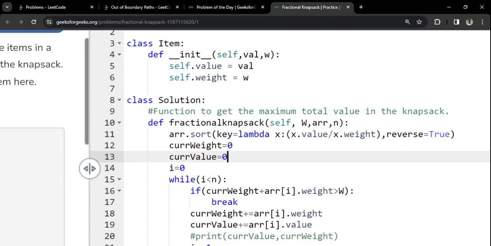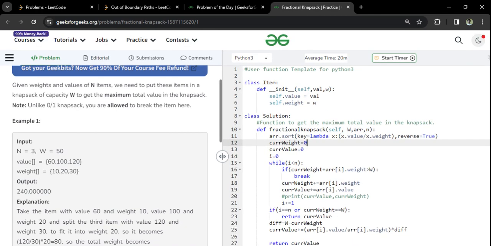See, there I am saying that for each x. What is x? x is an object of this class. For each x, what should be the criteria for sorting? This is the criteria: x of value, that is this particular thing, divided by x of weight. Get this answer and sort all the items based on this. And I've given reverse equal to true. That means the sorting will be in descending order, that is, the one which has the highest value of this division gets the first place.